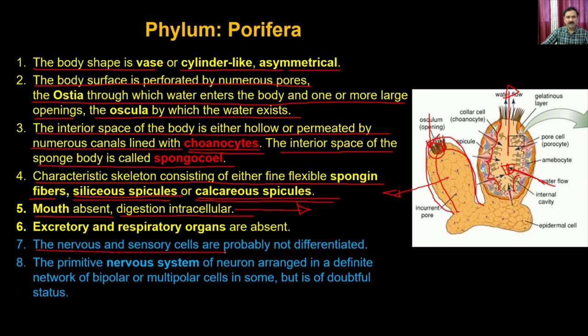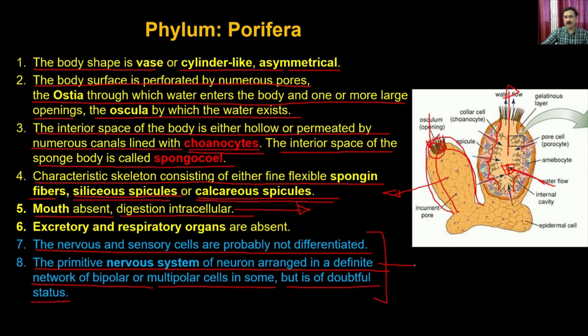They have a very primitive nervous system. The nervous and sensory cells are not very differentiated, and they have a very primitive nervous system where the neurons are arranged in a definite network of bipolar or multipolar cells in some, though their status is doubtful. So there is not a well-defined nervous system present in these animals, and sponges are not very sensitive in terms of responding when you give them some kind of stimulus.